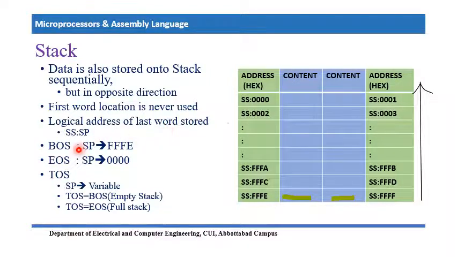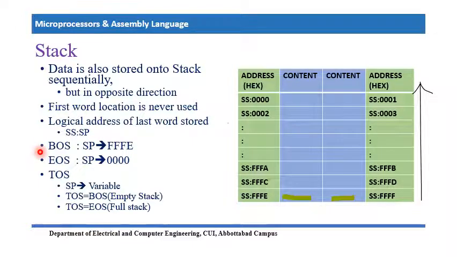Okay. The next point we learned about stake, the logical address of the last word stored into the stake can be calculated by using two different registers, SS and SP. SS provides the segment base address, SP provides the offset address for the stake. Then we learned 3 different terms about stake.